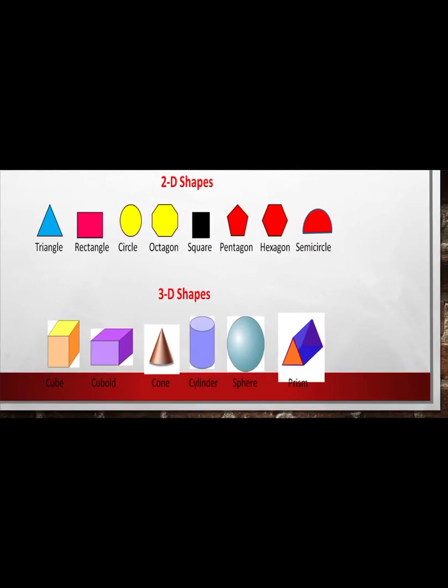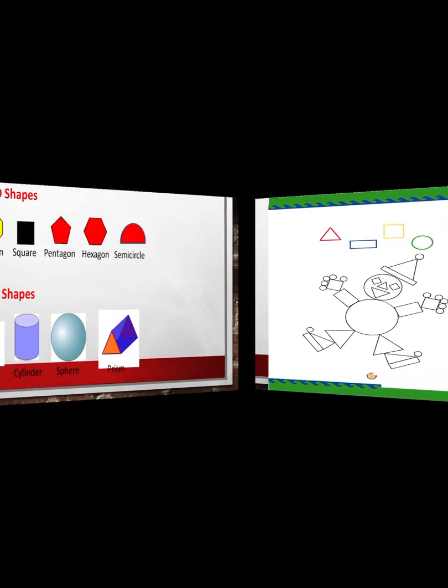More clearly, in 2D shapes, triangle, rectangle, circle, octagon, square, pentagon, hexagon, semicircle, these types of shapes come under 2D shapes, which have only length and breadth. But in 3D shapes, these are cube, cuboid, cone, cylinder, sphere, prism. They have a height. Okay.